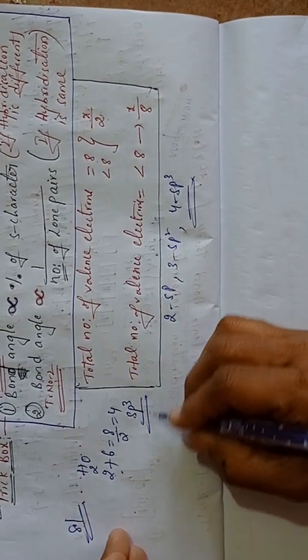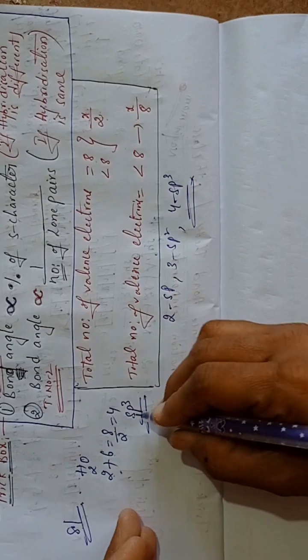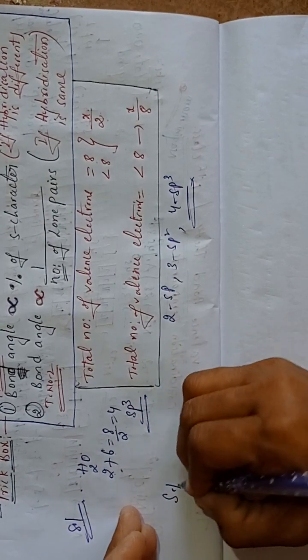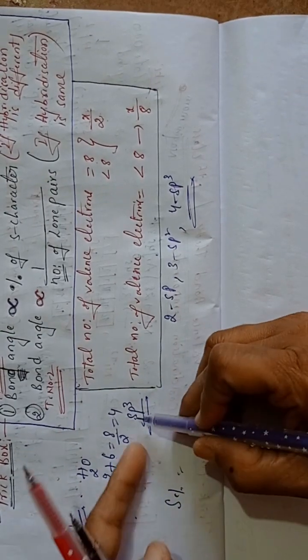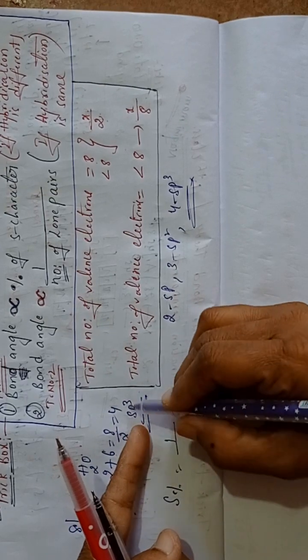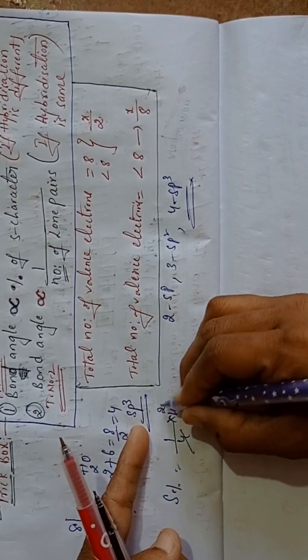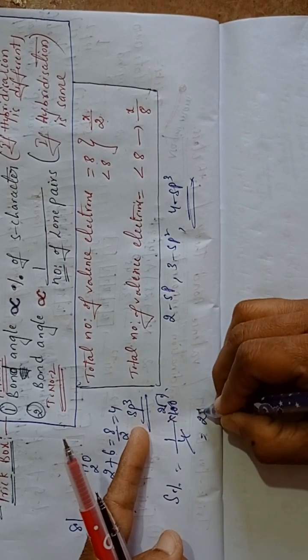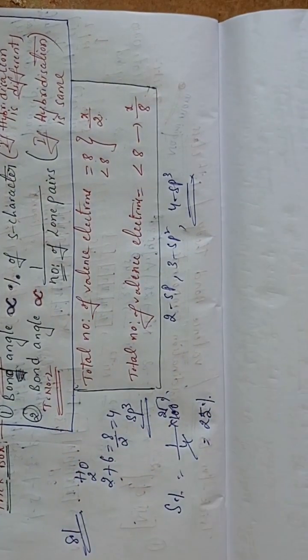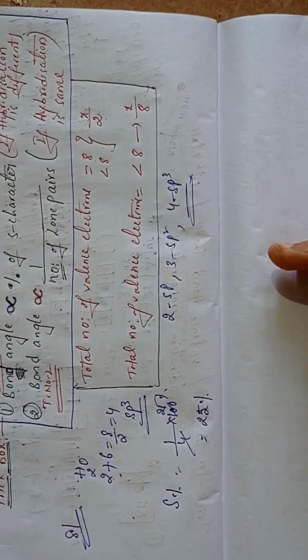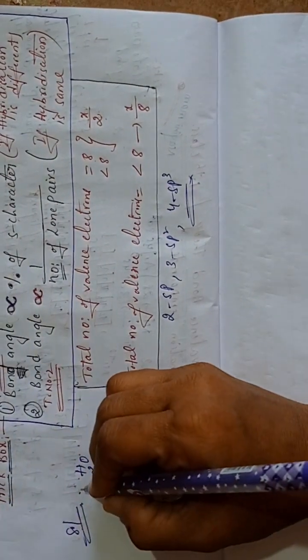Here, what is the s character? How to find it? S percentage: s is 1, p is 3, total 4, so 1 by 4 into 100 gives 25%. So 25% s character is present in water. Next I'm going to calculate the second option.